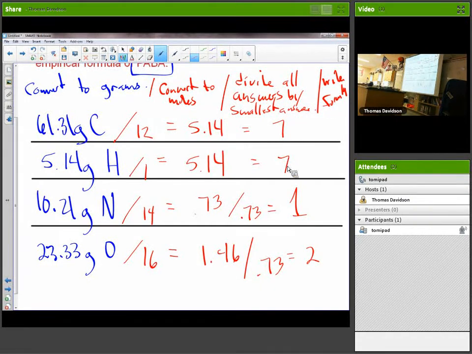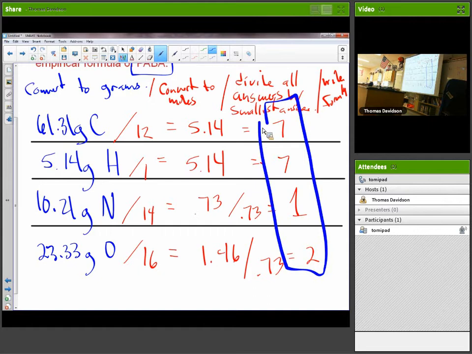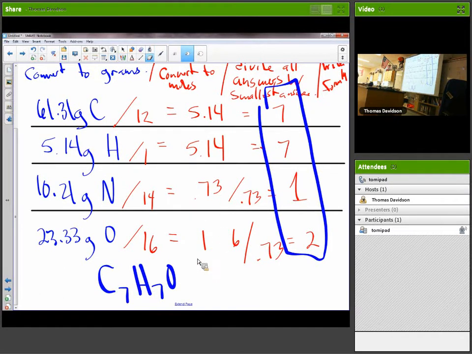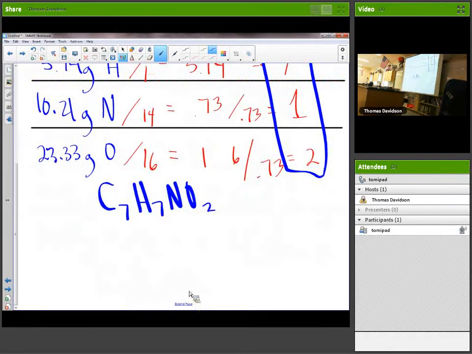So what do I mean by writing the formula? These numbers right here are the subscripts. We did all that math simply to find the subscripts, so it's going to be ugly. Oh, well, I'm going to write it really low. So it's C and what little number? 7. H and what number? 7. O and what number? Oh, sorry, N was next. You should go in order that it lists them, by the way. NO2, right? And I'm done.